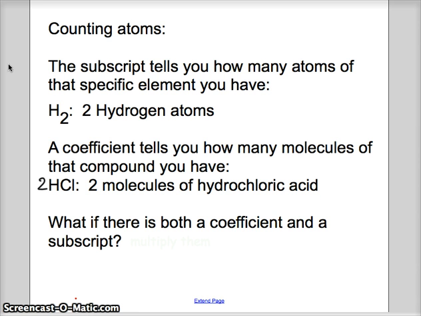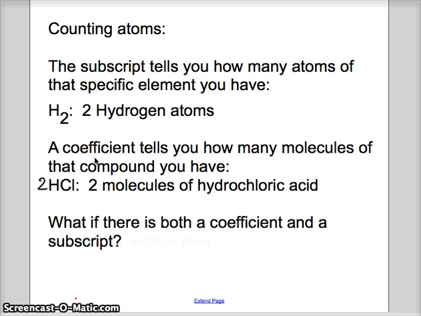When you're counting atoms, you need to look at the subscript. The subscript, as we learned before, is the small number that's below, sub like submarine, and it is adjacent to the element that it's talking about. So for the element right before it, or preceding it, the subscript tells you how many you have. So in this case, 2 hydrogen atoms.